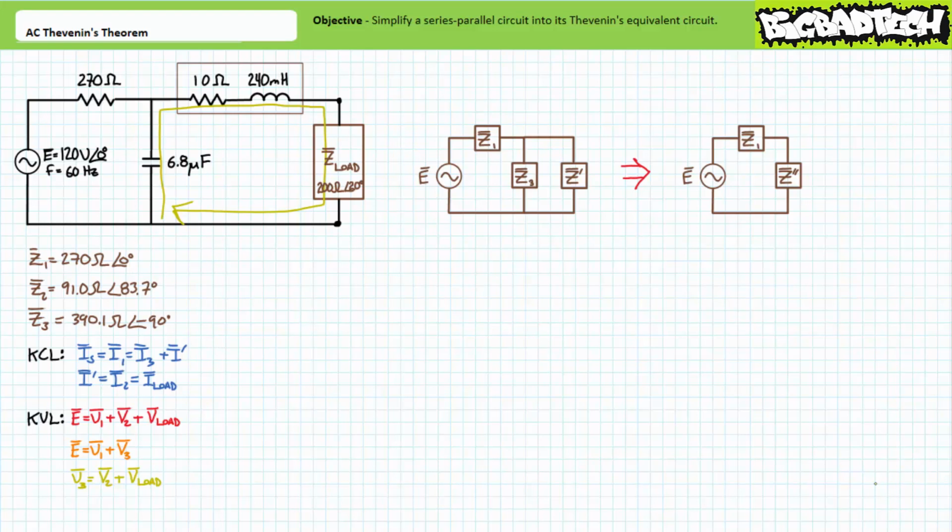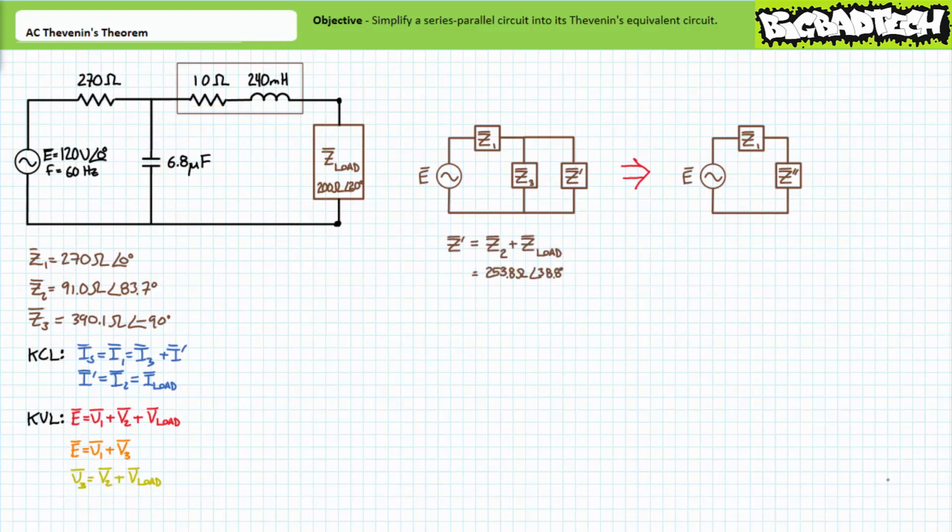These analyses again support our earlier conclusion that Z2 is in series with Z load, a simplification I'm calling Z single prime, and combined impedance Z single prime is in parallel with impedance element Z3, a simplification I'm calling Z double prime, where combined impedance Z double prime is in series with impedance element Z1. Again, our load impedance is internal to Z single prime, which is internal to Z double prime.